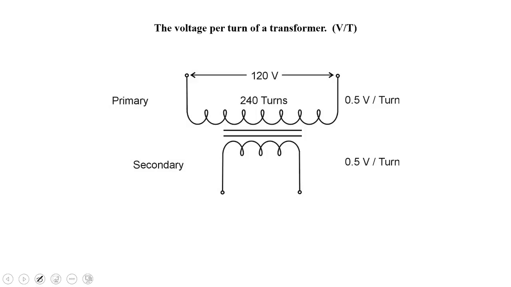Okay, so here's an example of that, the volts per turn of a transformer. So 120 volts and 240 turns. So I determine, based off the information given, there's 120 volts, 240 turns. I can figure out my volts per turn ratio. So 120 volts over 240 turns. So that's 0.5 volts for every one turn on the primary.